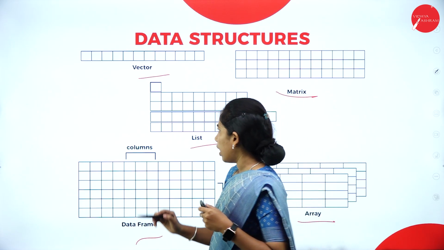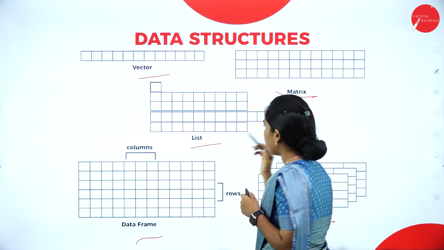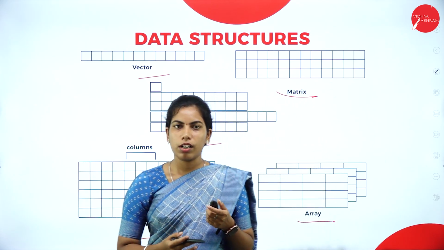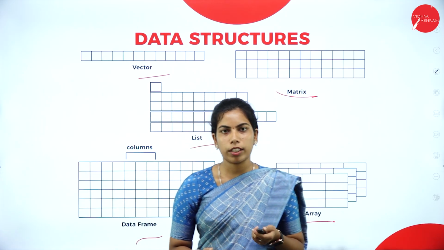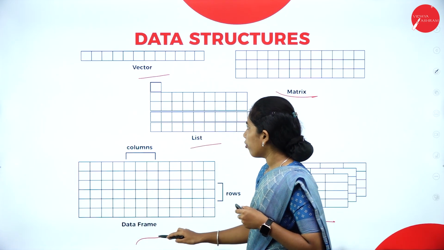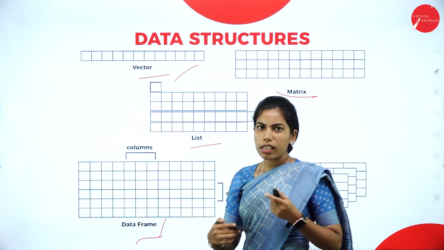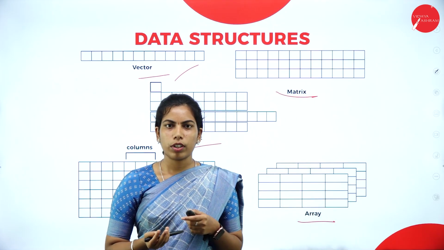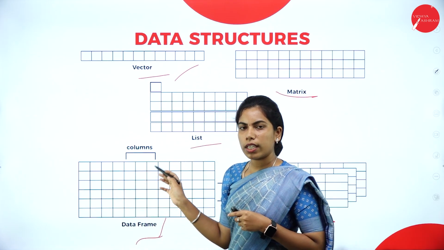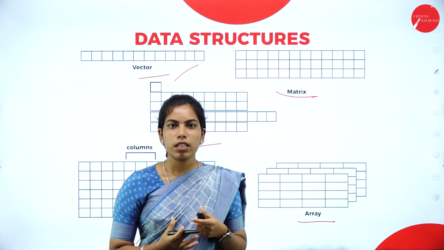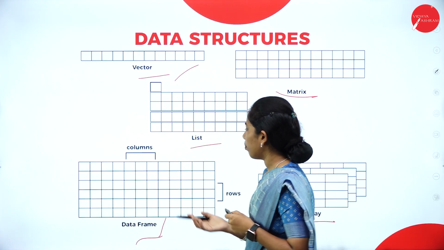Array, list and matrix are common in other programming languages like Python and C++. But data frame and vector are new topics in R programming. Why? Because R provides these 5 main data structures. So let's see them one by one.